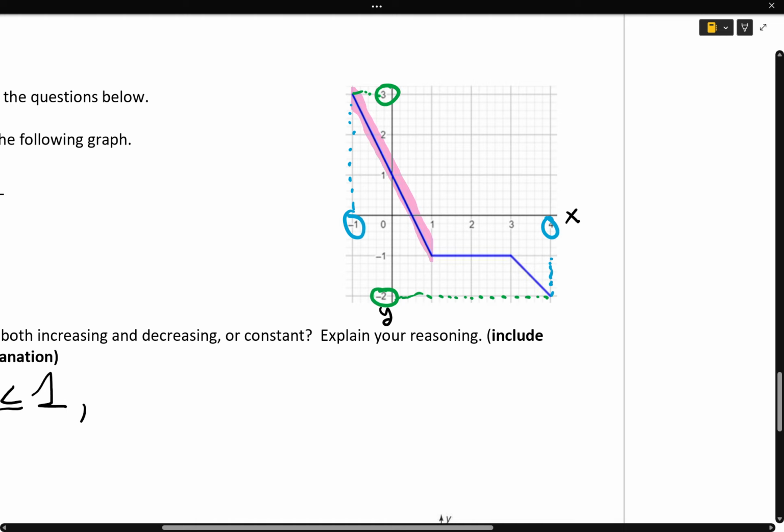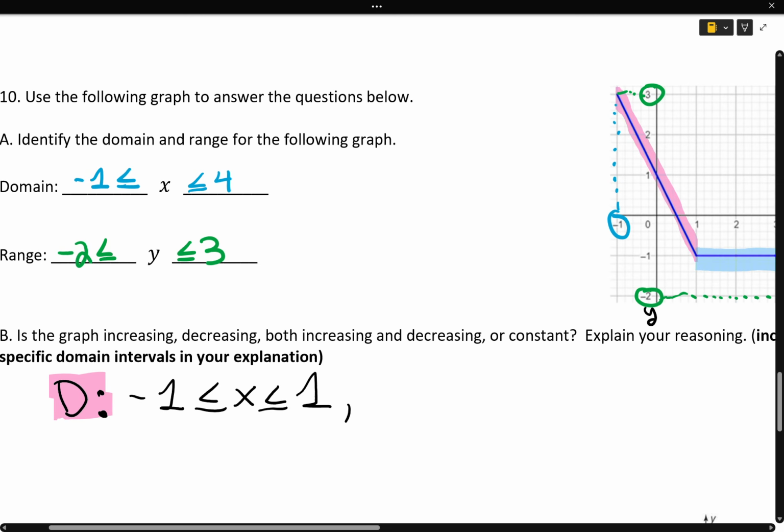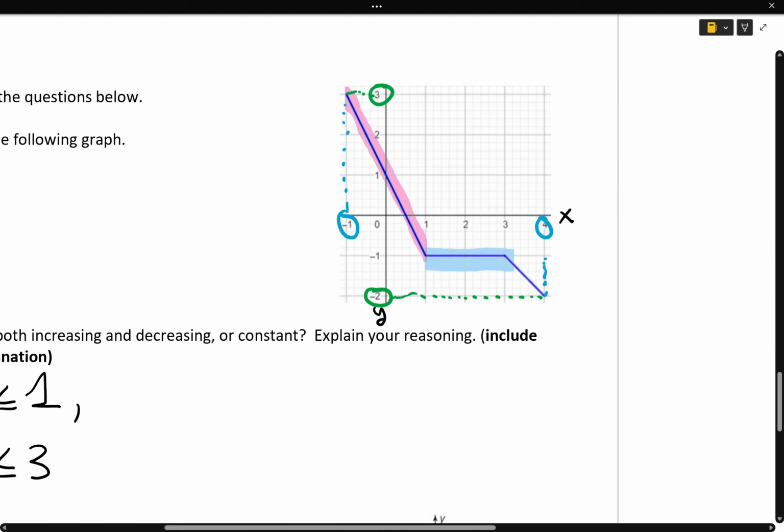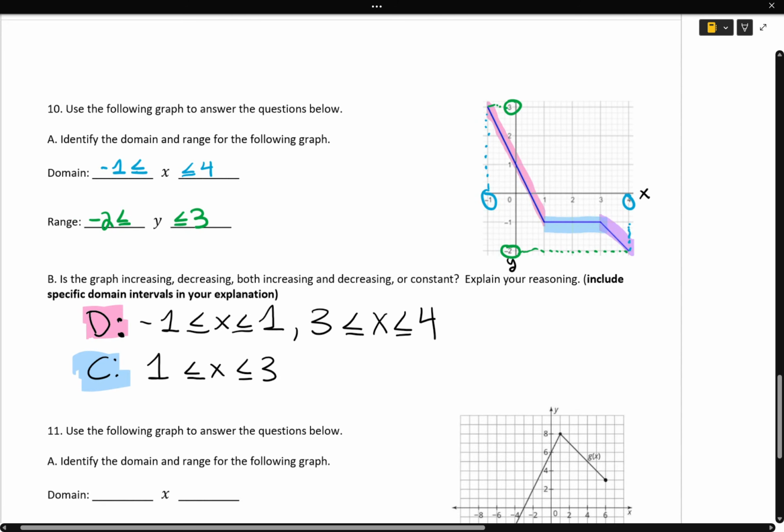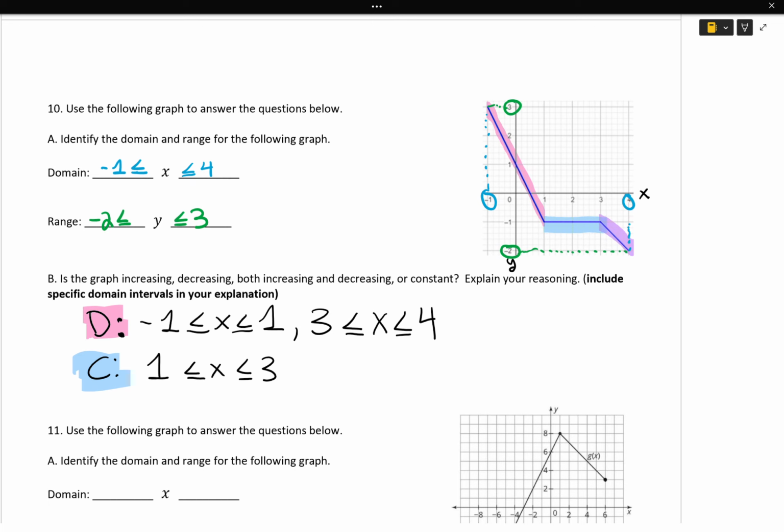All right, what happens next? Next I have a flat part. Flat, flat, flat, flat, flat. From 1 to 3. Our flat parts are called constant. It goes from 1 to 3. The next portion of my graph is going down, so it's decreasing from 3 to 4. So we have 2 decreasing sections, 1 constant section, and that's it.